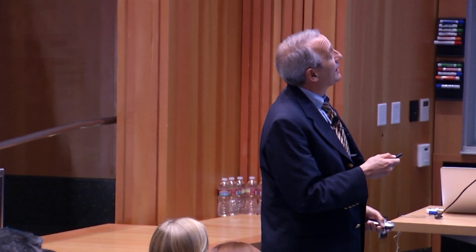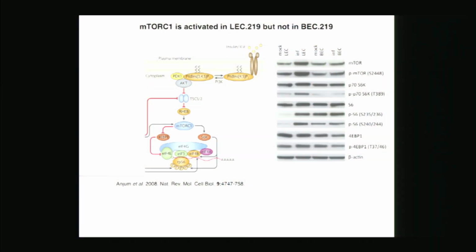that if you infect LECs with the KSHV virus, mTOR is activated, but not in blood endothelial cells. So lymphatic endothelial, but not blood endothelial cells. So here's the experiment: mock infected, infected, and we're looking at a whole series of markers for the state of activation of the mTOR pathway. You can see that S6 kinase undergoes strong activation when you infect LECs, and as a result, S6 protein gets phosphorylated, and these are all markers for mTOR pathway activation.